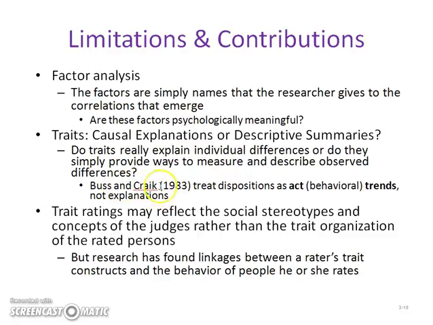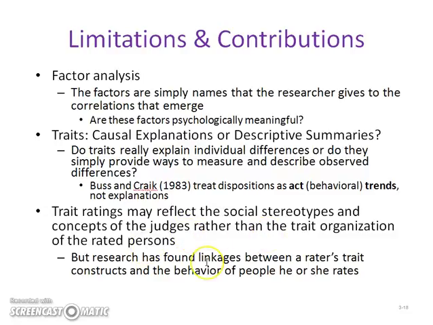Buss and Craig in 1983 treat dispositions as act or behavioral trends, not explanations, and that may be a more accurate way to look at them because we know you can't accurately predict behavior in every situation. And trait ratings are also subject to bias. They may reflect stereotypes of the raters instead of the actual person's real traits within them.